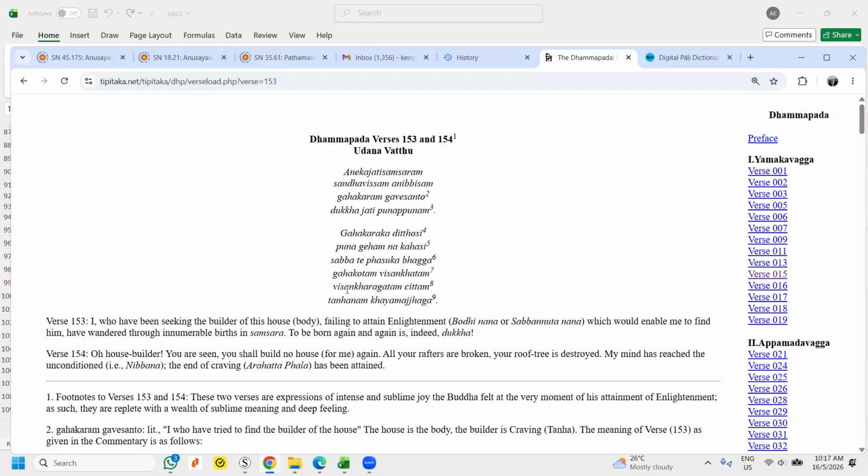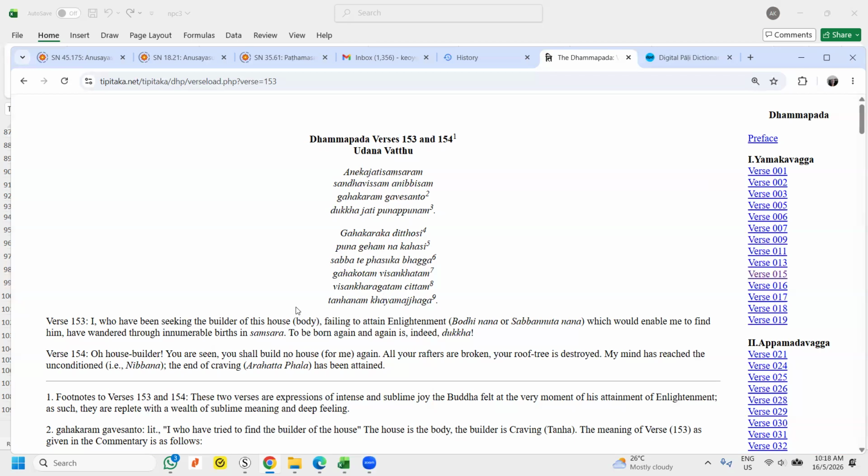Okay, now here, can you see this is my mind? Visankhara gatam. The word is gatam. Then can you see this is tanhanam khayam ajjhaga. That means destruction of the tanha. My mind has reached the unconditioned.